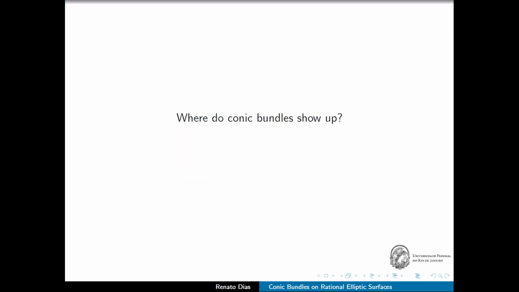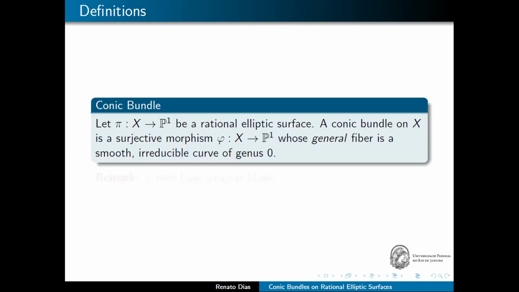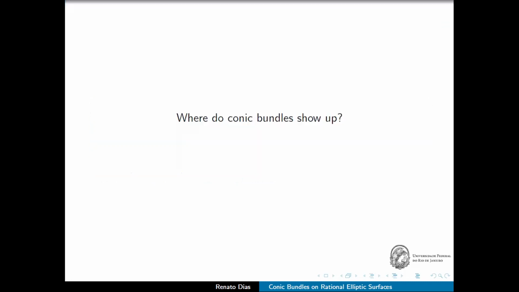Okay, so where do conic bundles show up? They actually show up in a lot of places because, like I said, the conic bundle is basically a pencil of genus 0 curves, so it can show up anywhere, right? But I'm going to talk about a few instances where we can find them, and they're important.